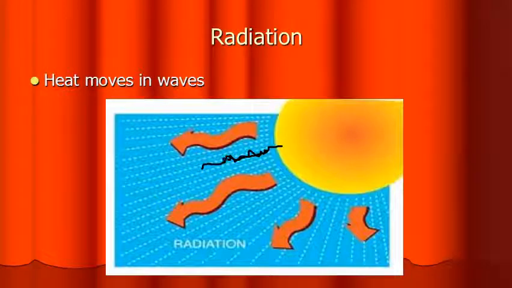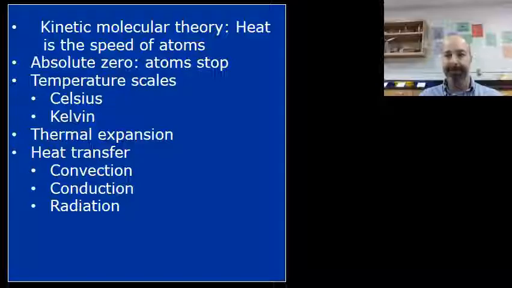It's a little hard to explain. We'll talk about this in class, but the answer, surprisingly enough, is that it is space itself that is vibrating. And that's what brings the heat from the sun down to the earth, and that's radiation, heat moving in waves.